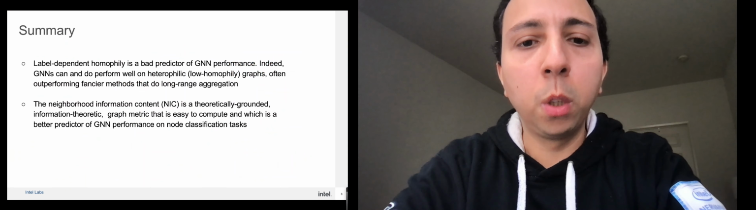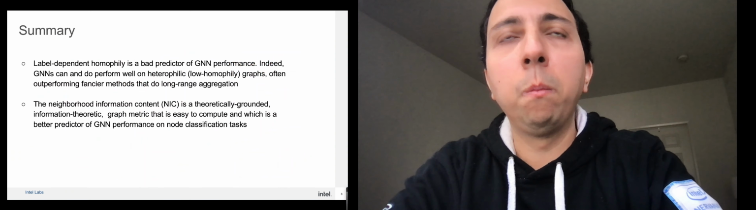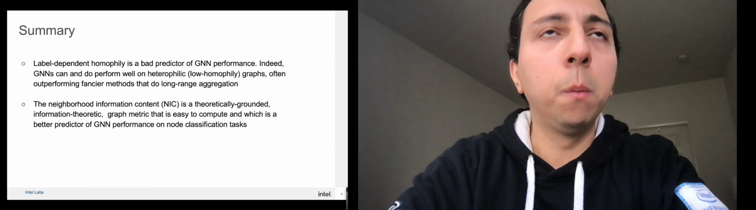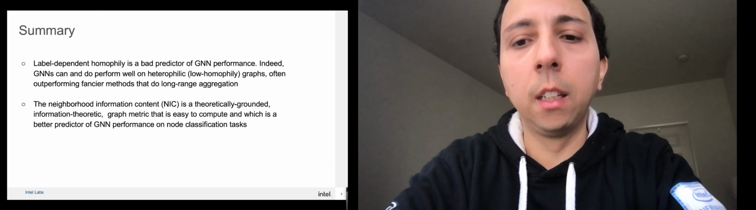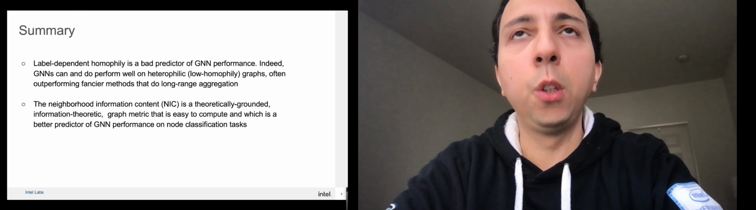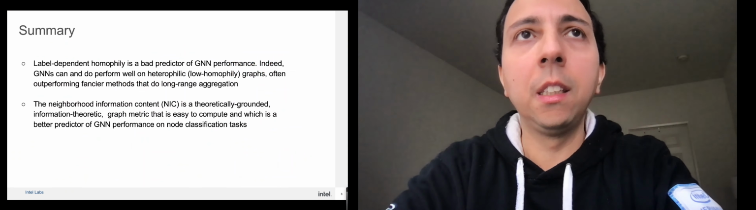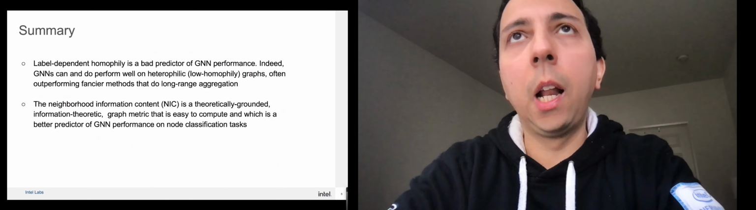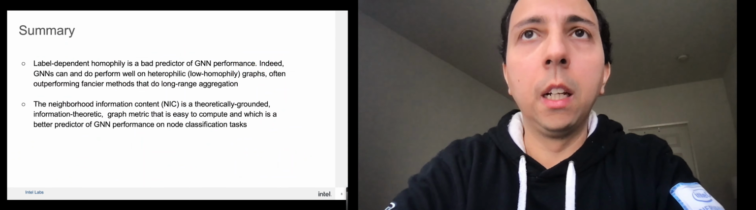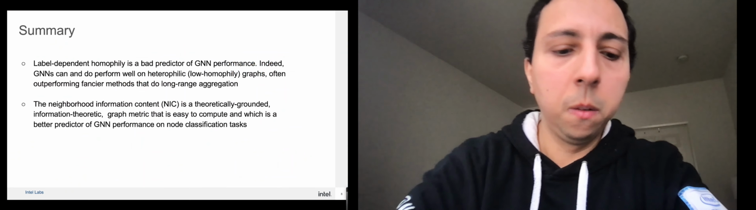And we've also introduced the neighborhood information content metric, which is an easy-to-evaluate metric that's a much better predictor of GNN performance on node classification tasks than graph homophily. And also NIC is theoretically grounded. It gives you a tangible quantity, which is a reduction of uncertainty when trying to predict the label of a node, the reduction of uncertainty by observing the labels of the neighboring nodes.